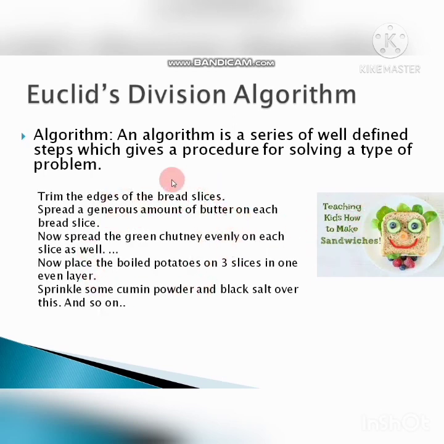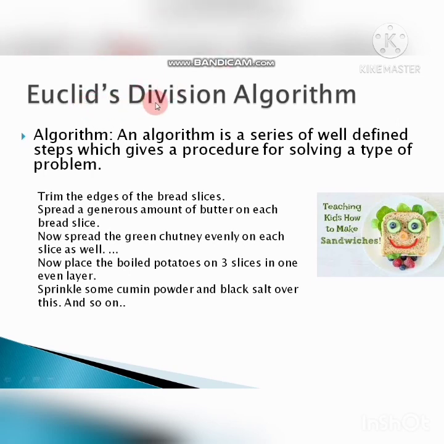These are the steps to make a sandwich. So in some simple language, I can say it is an algorithm. This is an algorithm to make a sandwich. So I think you people have understood now what an algorithm is. Steps to do anything, steps to solve any problem, that is an algorithm.